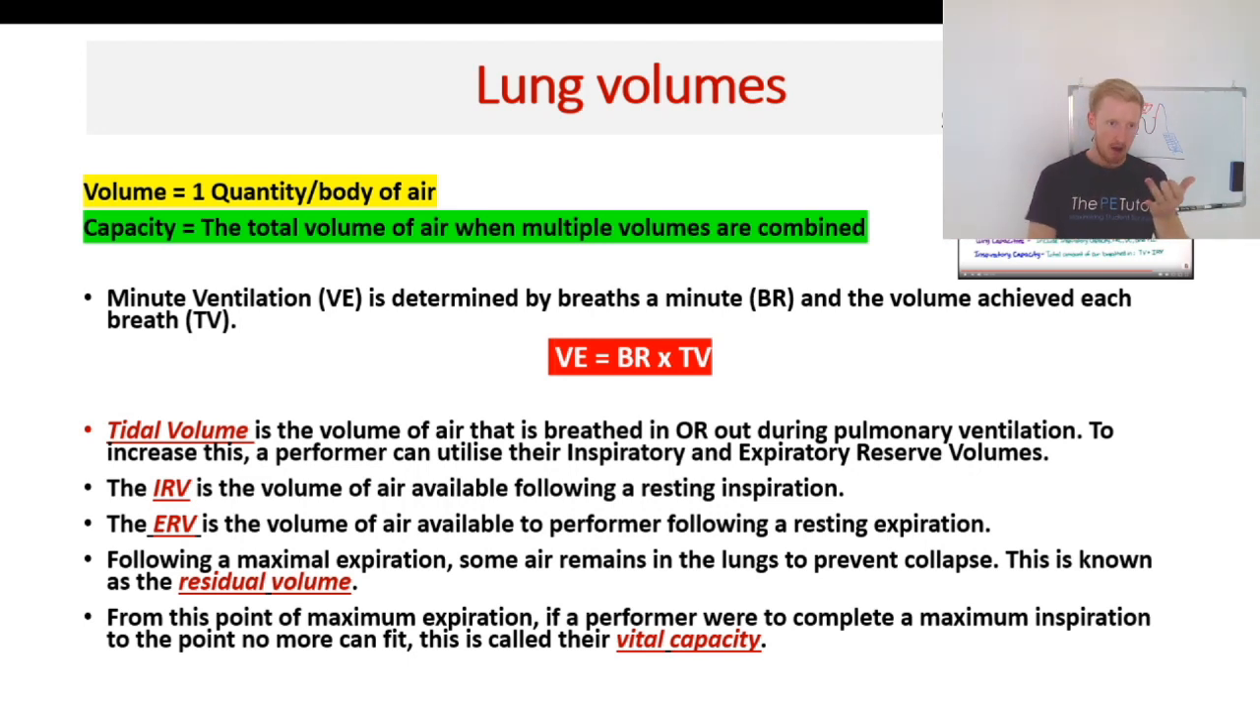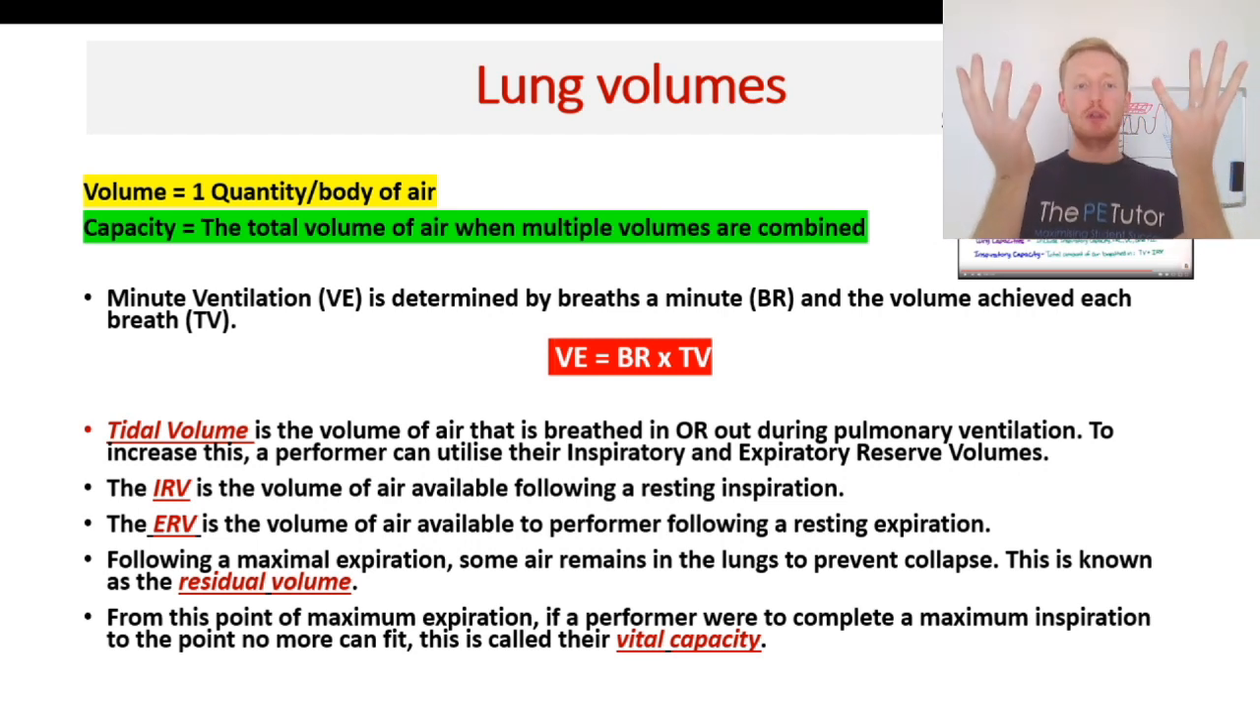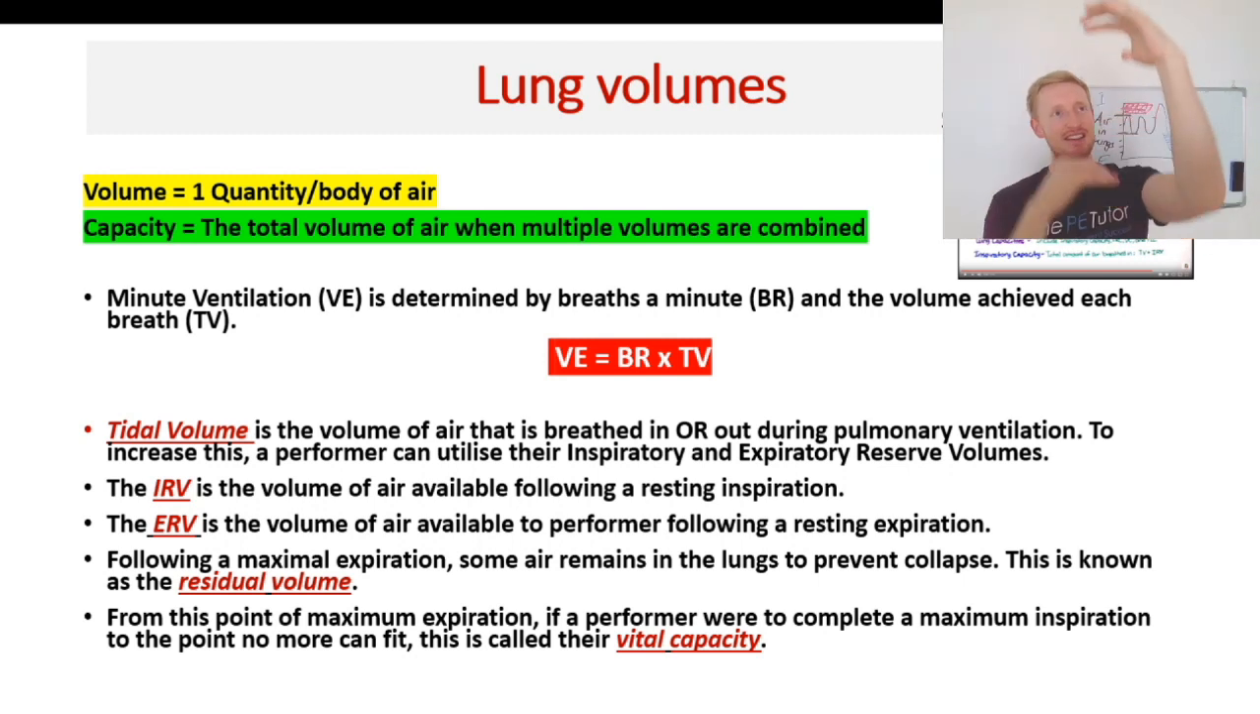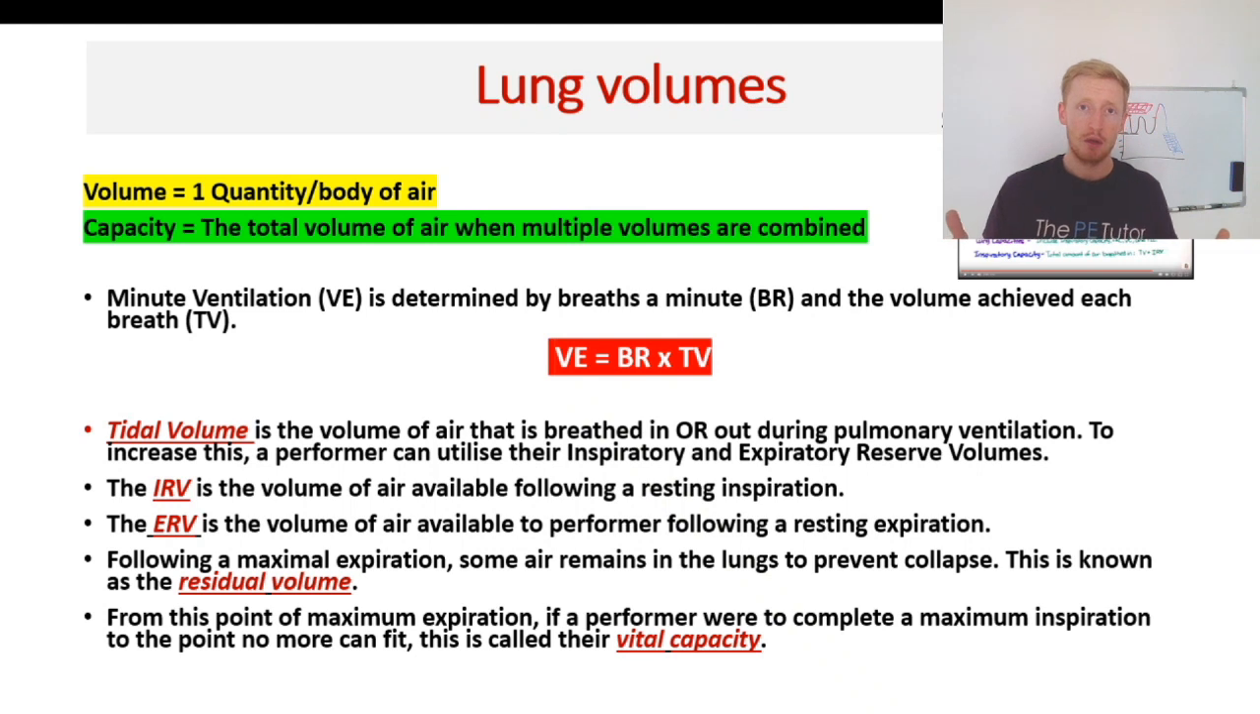So we've got IRV, ERV, residual volume. From the point of maximum expiration, so we've just breathed out as much as we can, we've expired maximally, we've got, obviously, the residual volume still inside of our lungs. If we were to then take that point as zero and take a maximum inspiration, a maximum inhalation, the amount of air that we can breathe in from that maximum exhalation to the maximum inhalation, that is our vital capacity. Okay, it's the volume of air, the space inside of our lungs that we can use to live off. It's vital for survival, or it contributes to our vitality. So vital capacity, the amount of air inside of our lungs minus the residual volume, minus the amount of air that always has to be there.